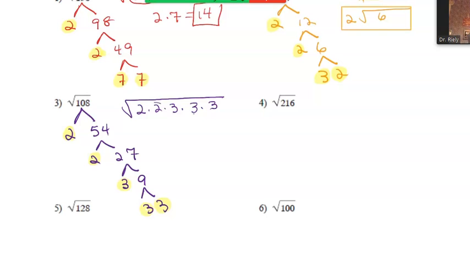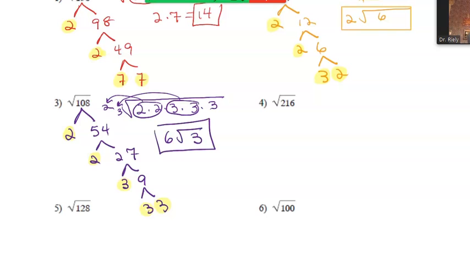Okay, circle your pairs. Here's a pair of 2s. That comes out as a single. Here's a pair of 3s. That comes out as a single. And I end up having 6 radical 3 for my simplification. Okay, so whatever stayed under the radical was under the radical again. Okay, so that's where that came from. Where did the 6 come from? The 2 numbers that came out, I multiplied together, and that is where the 6 came from.